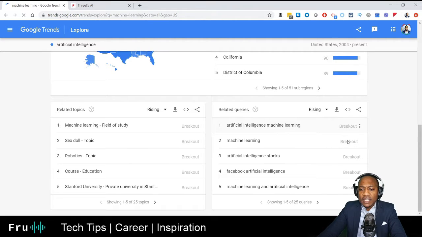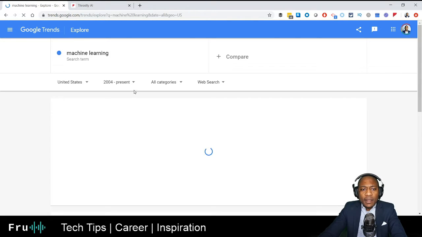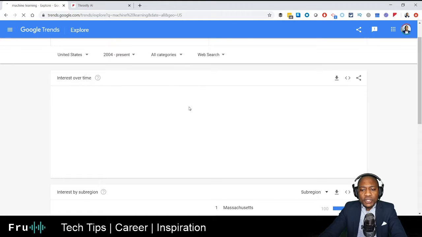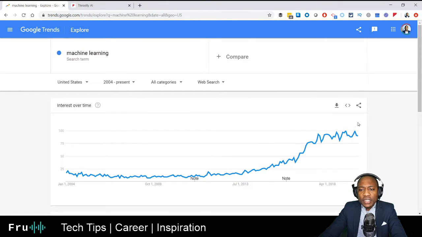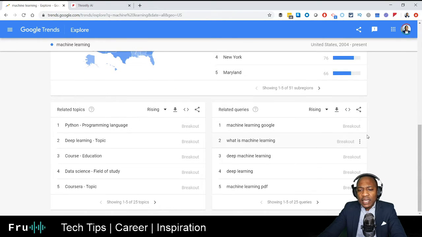So let's break out from machine learning and see how machine learning has trended over time. Guys, you can see machine learning is definitely on the top, definitely going all the way to the top. So if I'm an individual and I want to learn machine learning and I'm looking at this trend, this is a good field to want to go in. I'll give a few more examples here.